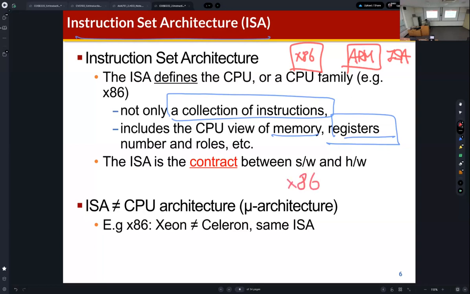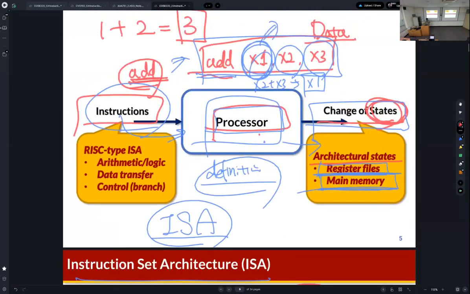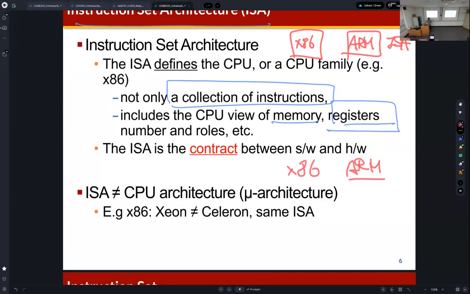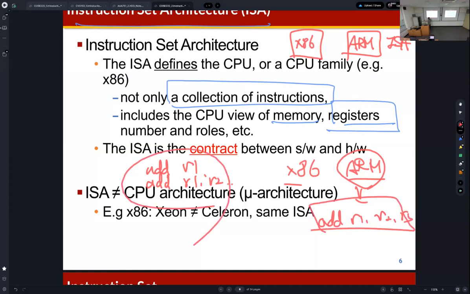x86 or ARM, the ISAs are different. It means definitions of instructions are changing. So we can define many different instructions by the instruction set architecture. For example, for x86, the add instruction can be like add R1, R2. And then for the ARM architecture, we can define add R1, R2, R3. So just the definitions of instructions are changing.